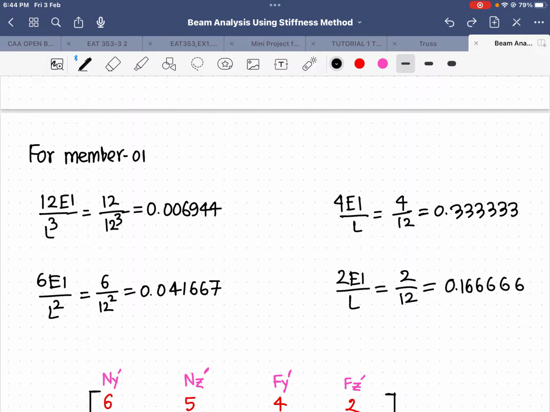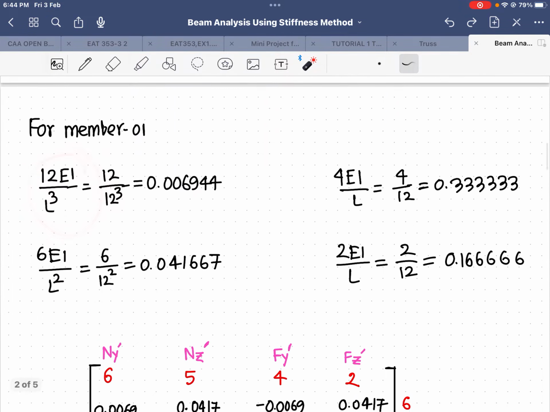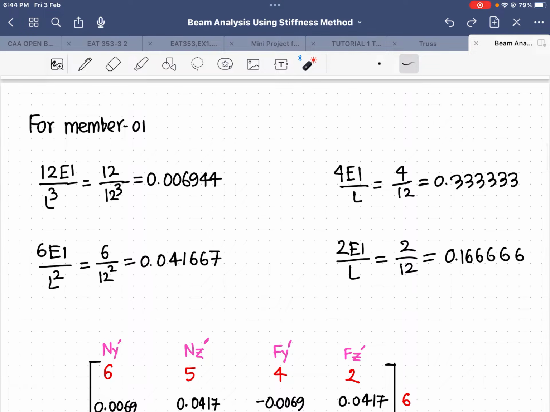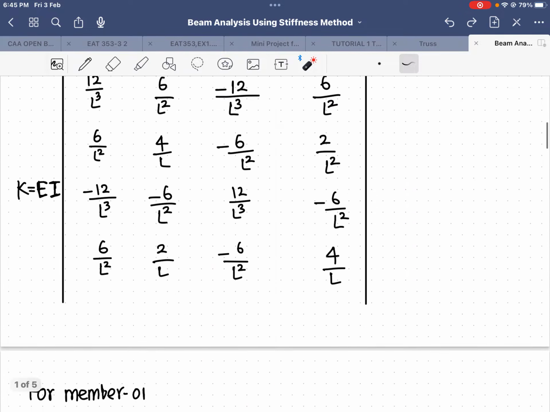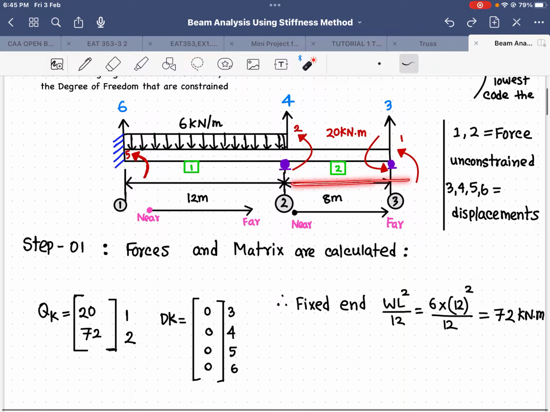All right, so for member 1, you can see we have 12EI divided by L cubed, then 6EI divided by L squared. So we just plug the values into the equation. In the first member, our length is 12. All right, the second member we have 8.